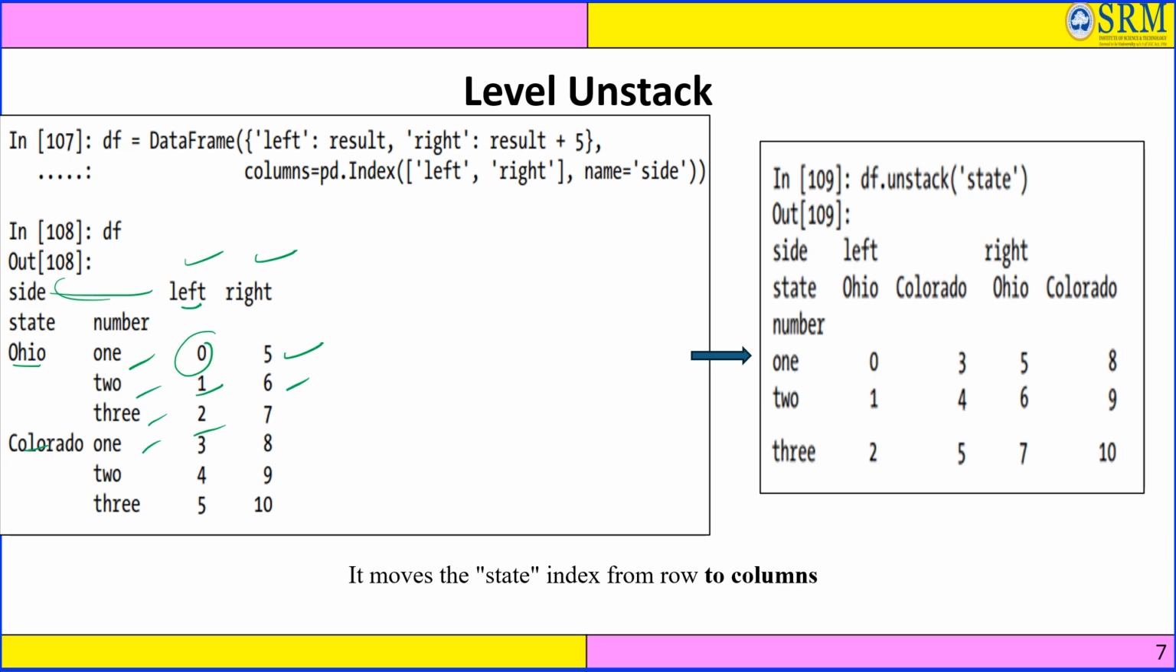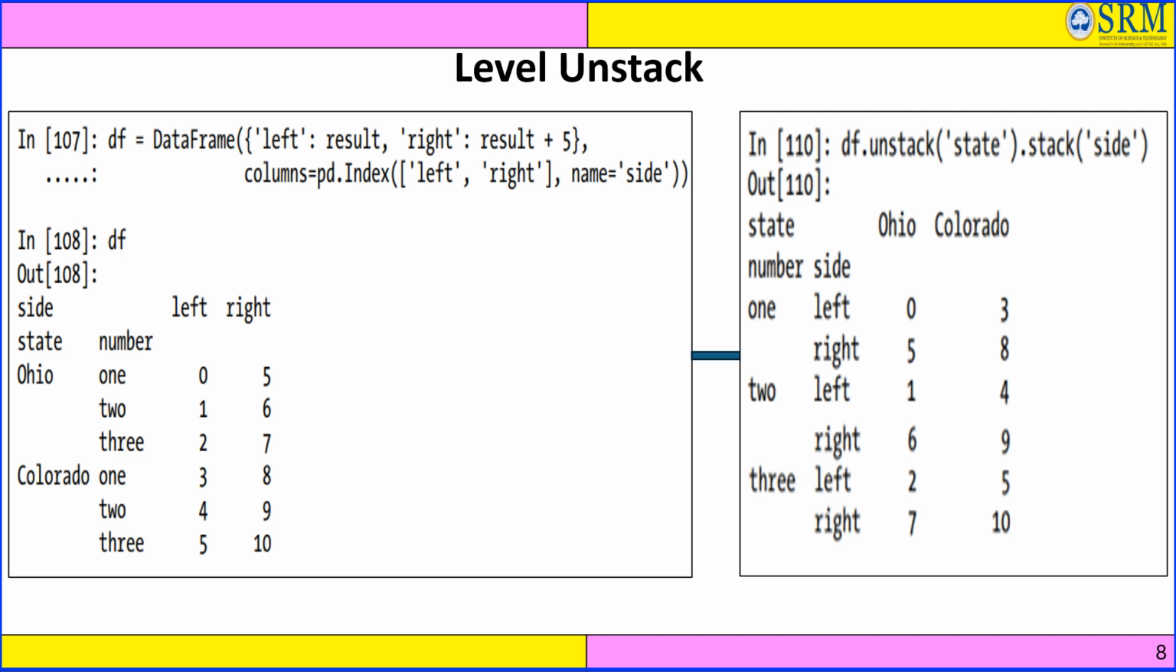So for that, apply just unstack, and your unstack is based on state. Since your unstack is based on state, these are the states. Ohio and Colorado will be moved as columns. It was rows before, but that is moved as columns, and others remain the same. So the data will be moved accordingly. So this is called a level.